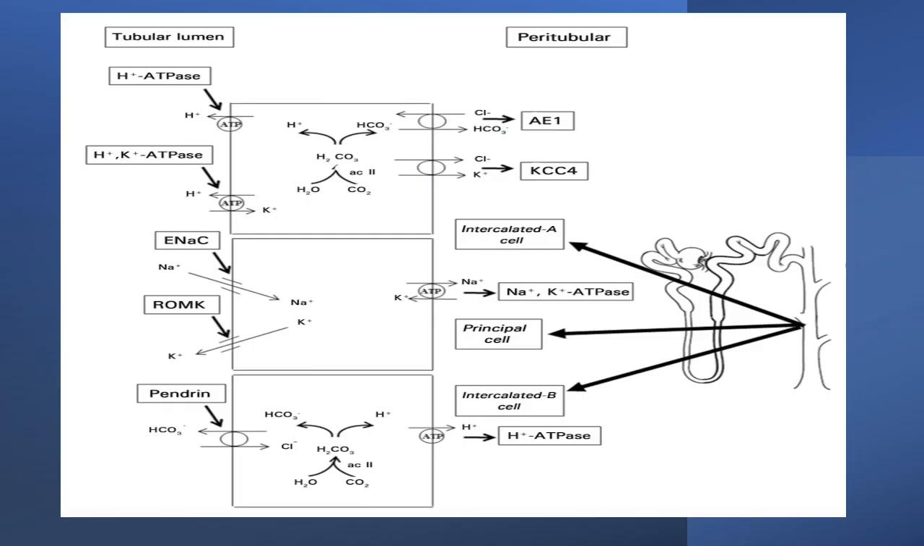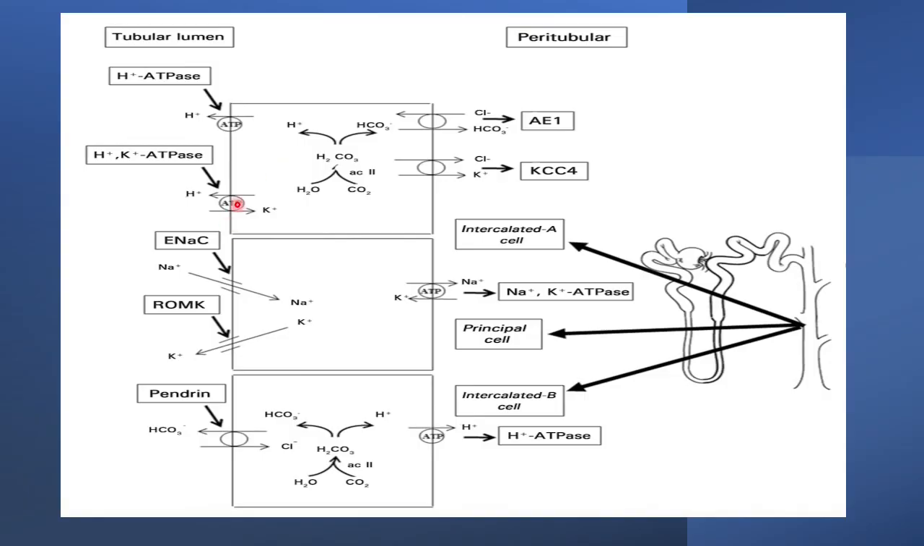Now we have reached the collecting duct. The collecting duct has three types of cells: intercalated A cells, principal cells, and intercalated B cells. The intercalated A cell is mainly responsible for acid secretion, because of the carbonic anhydrase present in this cell and the hydrogen potassium ATPase pump, which is responsible for the acid secretion.